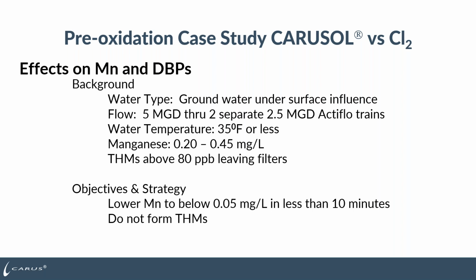And when they were chlorinating, when they did the initial startup for this plant, the THMs were above 80 parts per billion, leaving the filters in the plant going to the clear well. So clearly in violation of the 80 part per billion regulation. So their goal was, they knew they were going to have to replace the free chlorine at the front of the plant, but they wanted to make sure they would get the manganese to below 0.05 milligrams per liter. And their contact time was only about 10 minutes. And they wanted to form no disinfection byproducts, their THMs, in that front part of the process. And they were going to move the chlorine to right before the filters or right after the filters, depending on how the testing went in the plant.